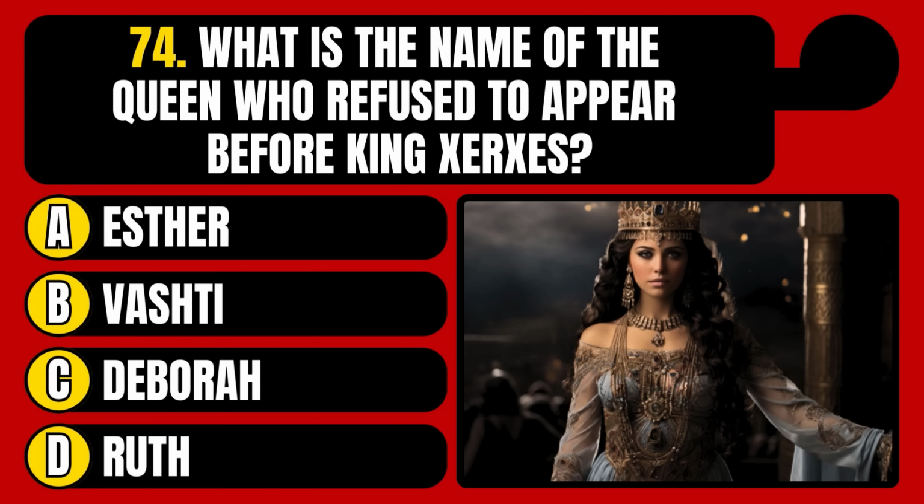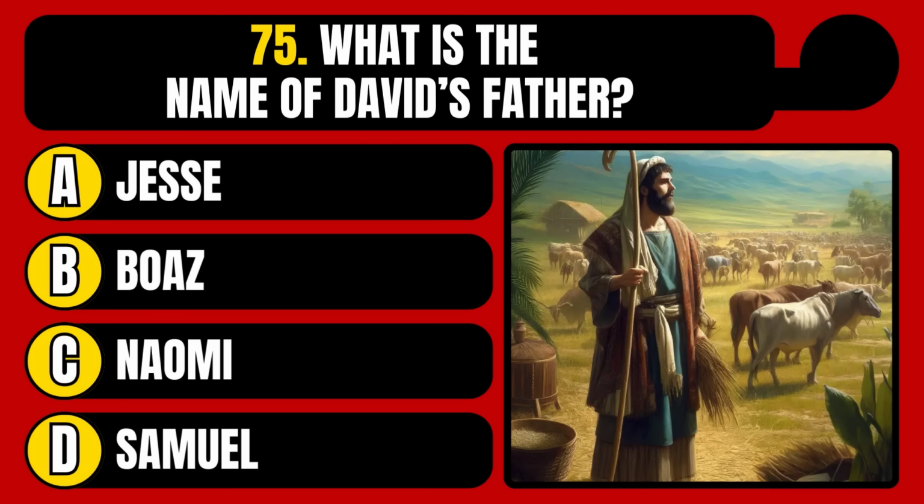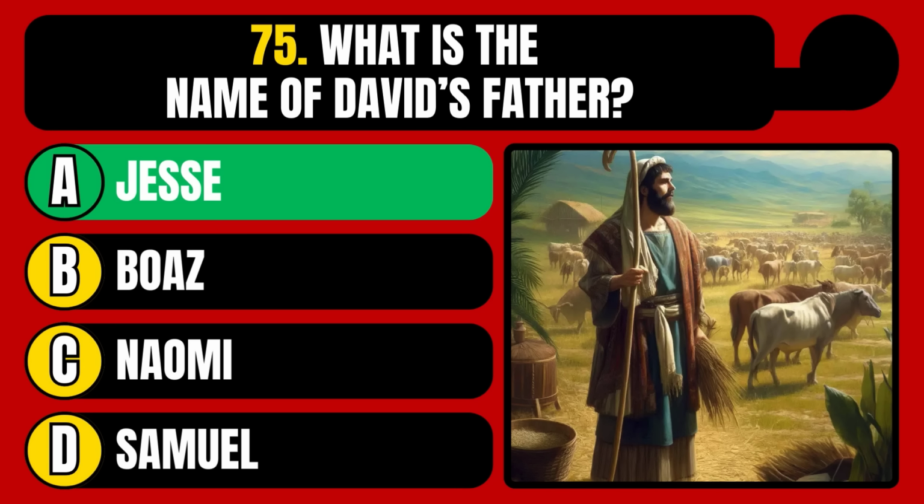What is the name of the queen who refused to appear before King Xerxes? Esther, Vashti, Deborah, or Ruth? The correct answer is option B, Vashti. What is the name of David's father? Jesse, Boaz, Naomi, or Samuel? The correct answer is option A, Jesse.